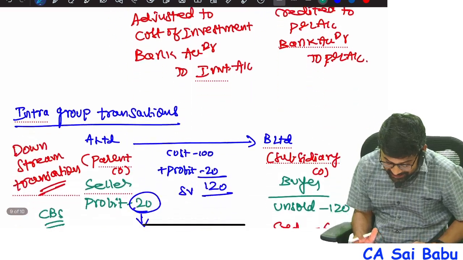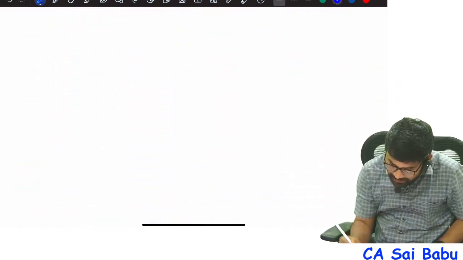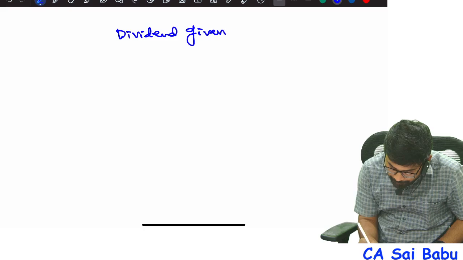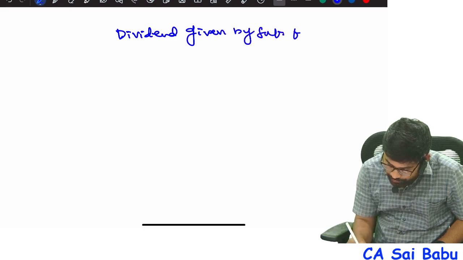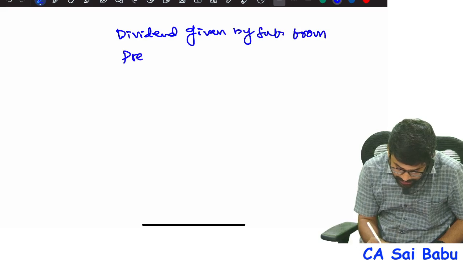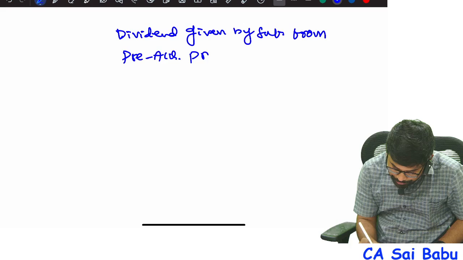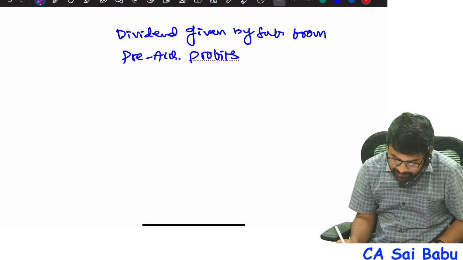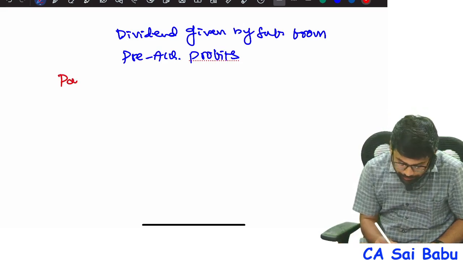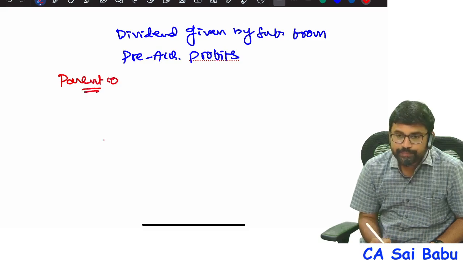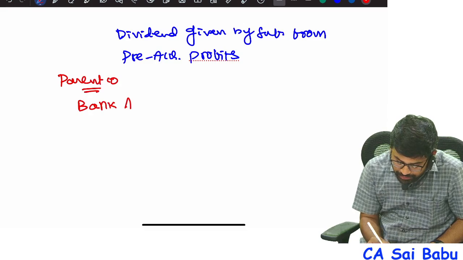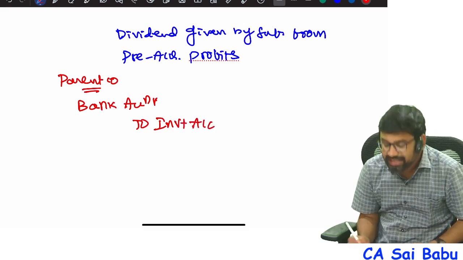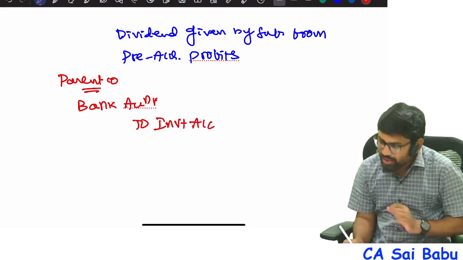So therefore, see here, interesting points. Dividend given by subsidiary from pre-acquisition profits. If dividend is given by subsidiary company from pre-acquisition profit, parent company, what they need to do? Bank account debit to investment account they will do, right? Correct? This dividend they need to adjust to the cost of investment. This is what we learned, correct?